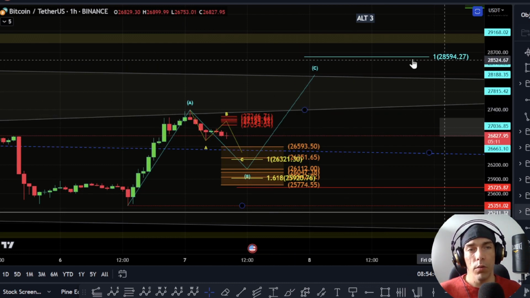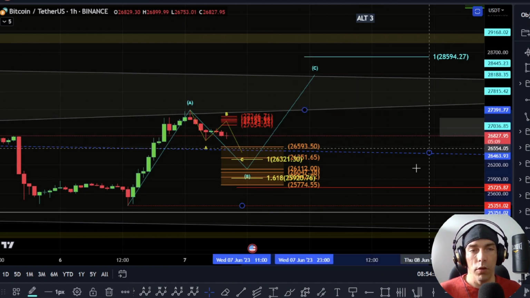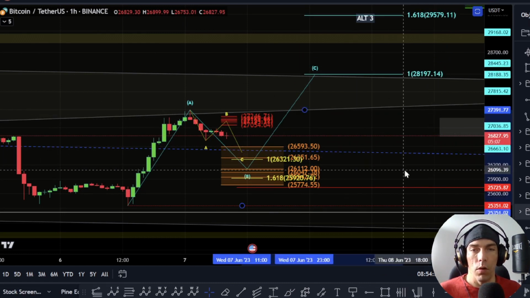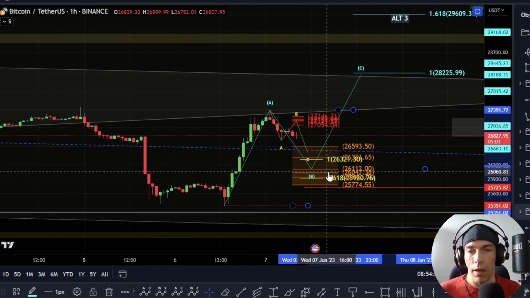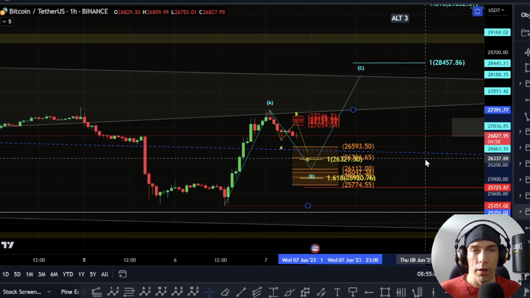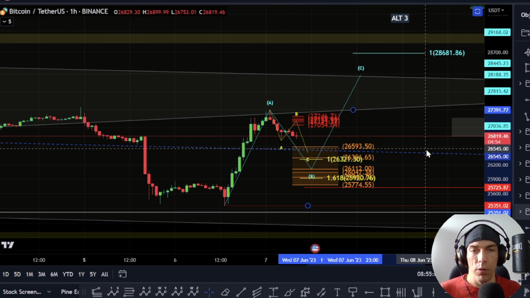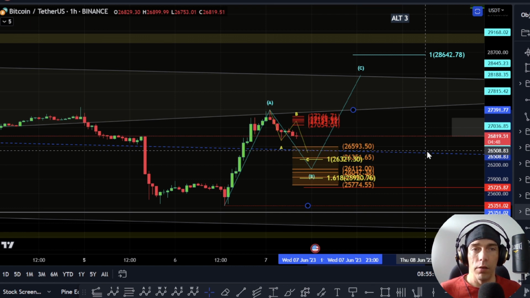Now, this C wave could potentially look to push us up towards this zone of this 28,225 if we had a retracement to this 0.618. If we actually completed higher up here, the one-to-one would be this 28,457, and if we completed with a shallow correction onto the center channel line, that would be 28,642.